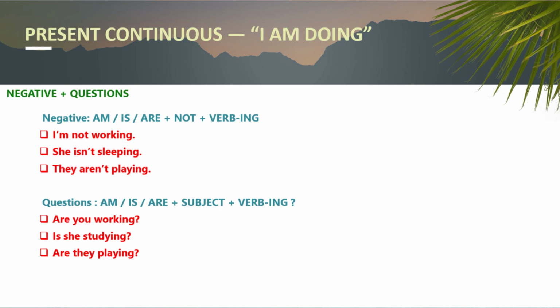One of the most useful questions is, "What are you doing?" You can also ask, "What is she doing?" "What is he doing?" "What are they doing?" Another very natural expression is, "What's going on?" This means, "What's happening?" For example, if you enter a room and everyone looks worried, you can ask, "What's going on?" These are simple structures, but they are extremely useful in real conversations.